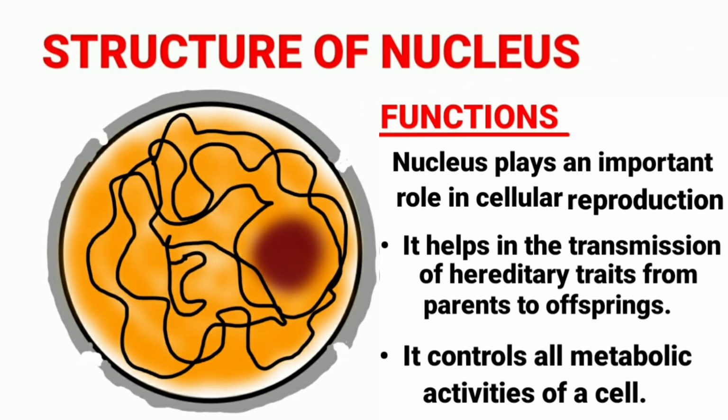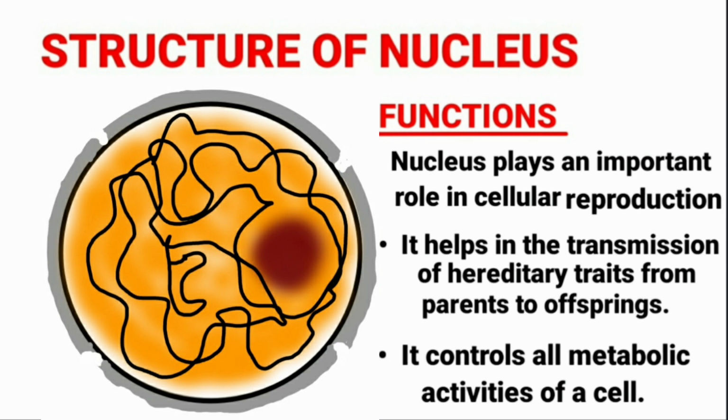What are the functions of the nucleus? First, genetic information. The nucleus contains all the genetic information, not only for the cell, but also for the whole organism. Second, control center. The nucleus functions as a control center of the cell, as it controls cell metabolism and cell activities.